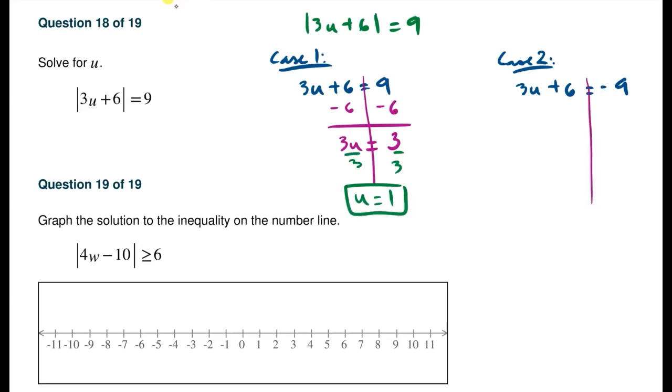On this side, we're going to subtract 6 on both sides. That will give you 3u equal to negative 15. Then we divide by 3 on both sides. That will give you u equal to negative 5. So that is two answers for this problem: u equal to 1 and u equal to negative 5.